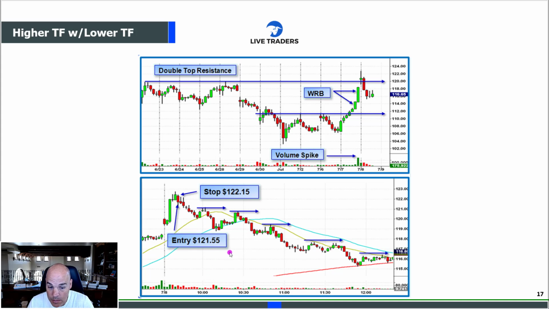Well, in this case, it ends up going a lot more than that. It ends up going $5. But the expectation was hit and run, get 2 or 3R, move away. Why? Because it's so strong and it's probably going to pivot and bounce. But you did use the higher time frame to match up with a lower time frame to get your entry. Okay?